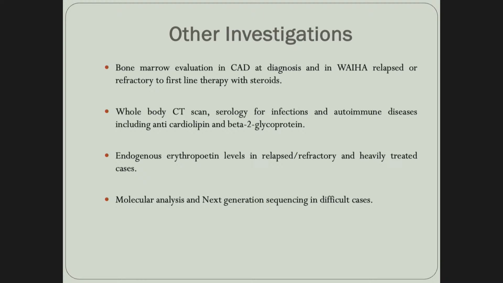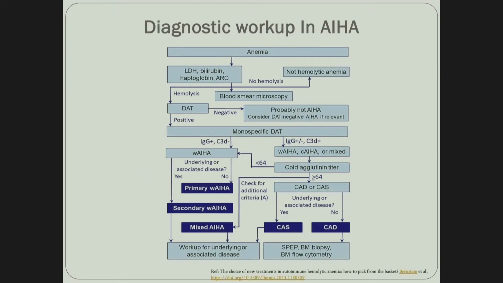Whereas in warm autoimmune hemolytic anemia, in relapsed and refractory cases to first line therapy, this has to be added. Whole body CT scan to rule out any organomegalies, serology for infections and autoimmune diseases, including cardiolipin and beta 2 glycoprotein, has to be done. Endogenous erythropoietin levels have to be assessed in cases which are resistant to treatment. And further molecular analysis and next generation sequencing in difficult cases where autoimmune hemolytic anemia is not responding to your first line and second line drugs. So this is the diagnostic workup in autoimmune hemolytic anemia.